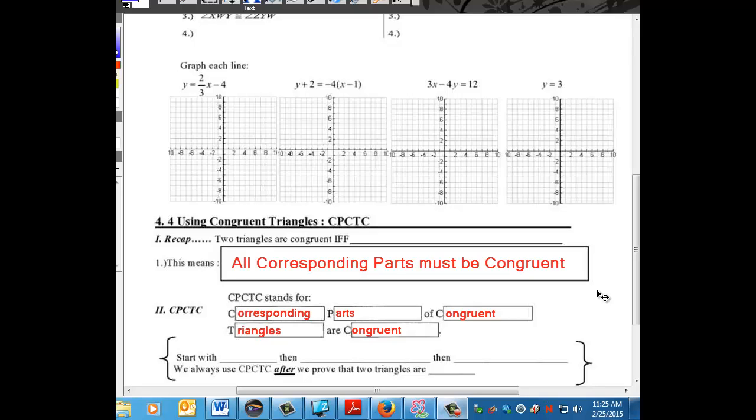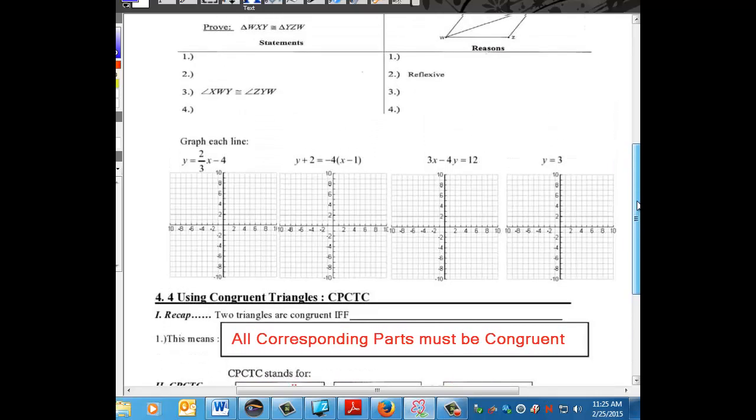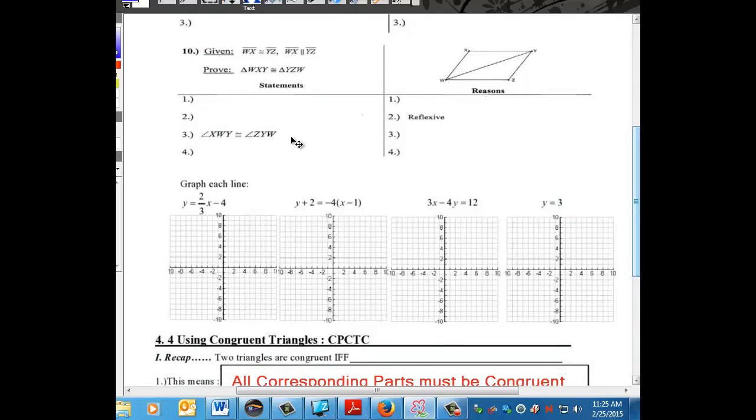Back to geometry, we're at 4.4, using congruent triangles, CPCTC. Now before we start today's lesson, I want to draw two triangles. We're going to call this triangle CAT.